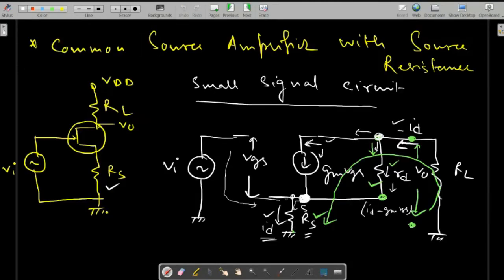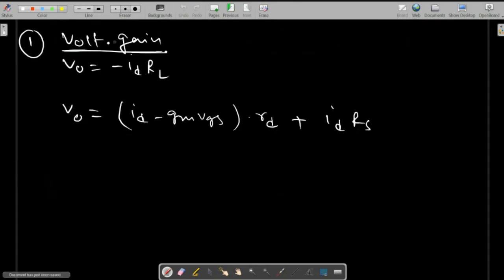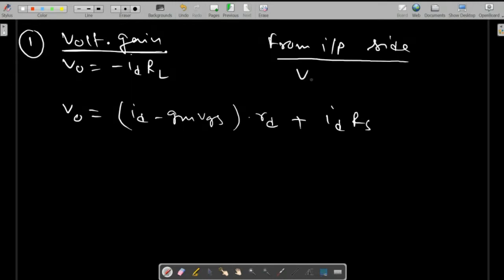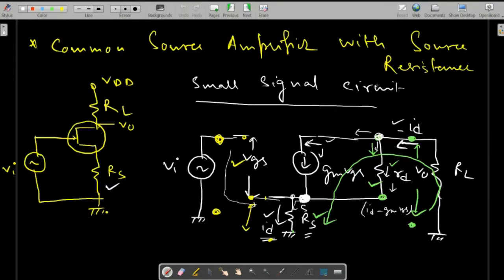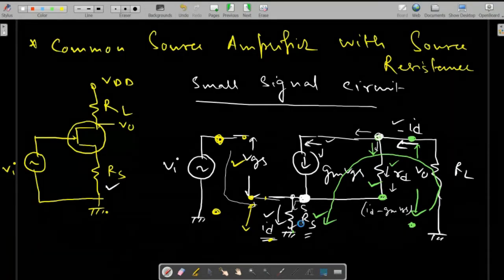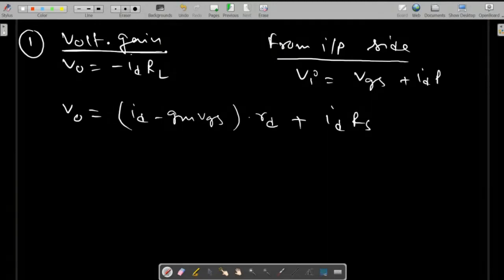Now the circuit is a little bit different here, so take a look at the input side. Can we say this voltage VI is equal to this voltage plus this voltage? Applying KVL on the input side, we can write VI equal to VGS plus ID into RS. This is the equation we get from the input side.